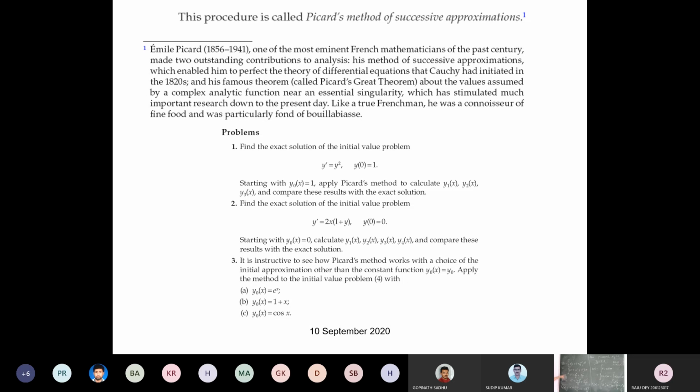So now if I extend this series to infinity, as you can see, if I want to find out what happens to the limit as n tends to infinity of y_n(x), what is it going to give me? It is simply going to give me e to the power x squared minus 1. Yes. Yes. Okay.